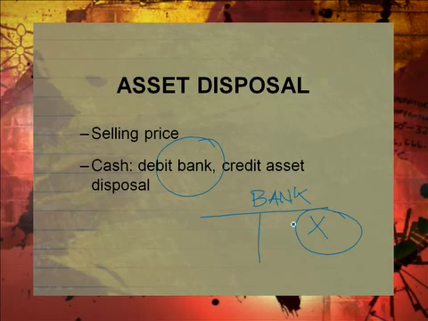So double entry once again, a debit to bank and a credit to my asset disposal account. Notice I'm transferring all the information into my asset disposal account.